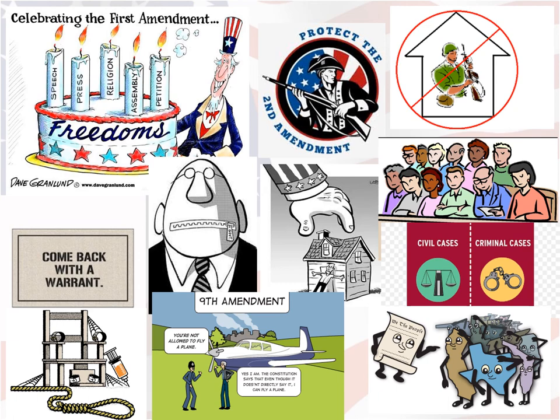The third part of the Fifth Amendment is your right to a grand jury in a capital crime. So that's a murder case that would involve the death penalty. You have the right to a grand jury to determine if there's enough evidence even to proceed.